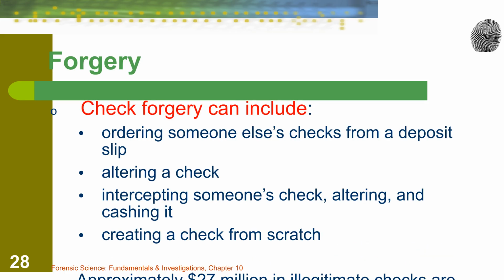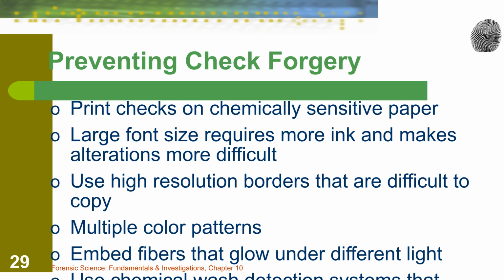Check forgery can involve ordering someone else's checks, altering a check, intercepting and cashing it, or creating a check from scratch. Annually, millions of dollars in illegitimate checks are cashed daily. Methods to prevent check forgery include printing checks on chemically sensitive paper, using large font sizes, high-resolution borders, multiple color patterns, and embedding glowing fibers.